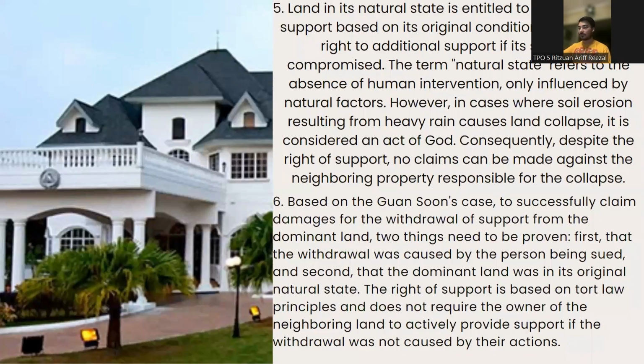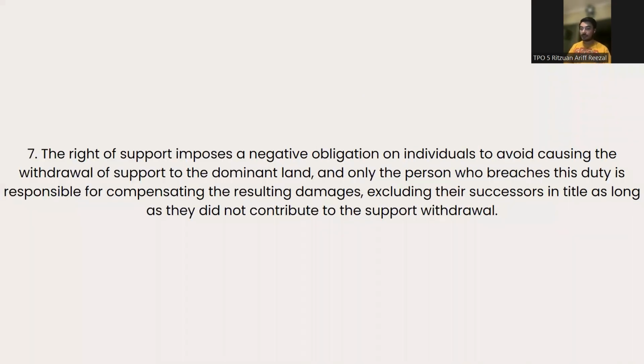And going on into this case, as you can see, number 6, there are successful claims and damages for the withdrawal of support from the dominant land, because two things need to be proven here. The first is that the withdrawal was caused by the person being sued, and second, the dominant land was in its original natural state, because it supported the pond and the miners. Its natural state in its essence, whether it was a pond before that, it was natural, and the miners were also there naturally. So that is all from me.